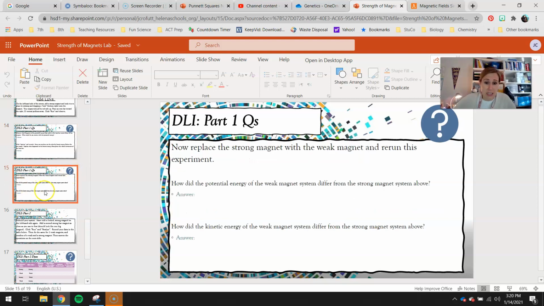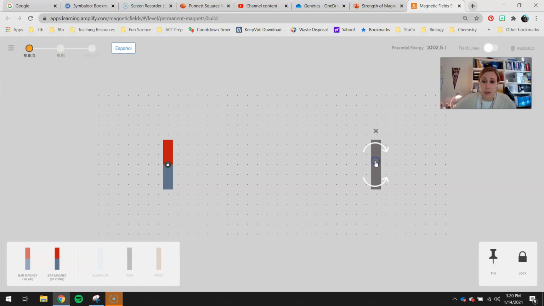And finally, now replace the strong magnet with the weak magnet and rerun this experiment. So you guys are going to want them to be attracting. So you're going to get rid of this bar here, and we're going to bring in a weak magnet in that same spot. Make sure you guys double count your grid lines. I think I might be just a little bit off.